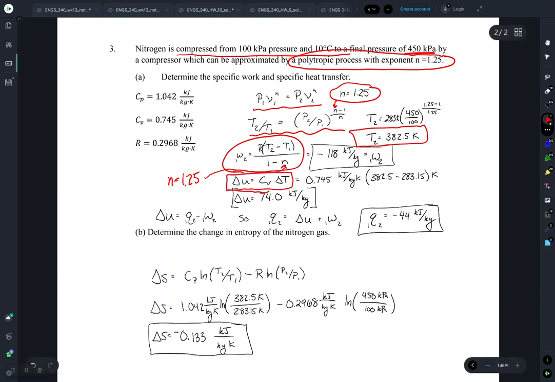Delta U is always easier because that's a path-independent thing. Delta U is just CV delta T, and it doesn't matter what pathway we're going on, we can just use CV delta T. Then we can put together what we found for work and Q into an energy balance down here and find our final value for Q.